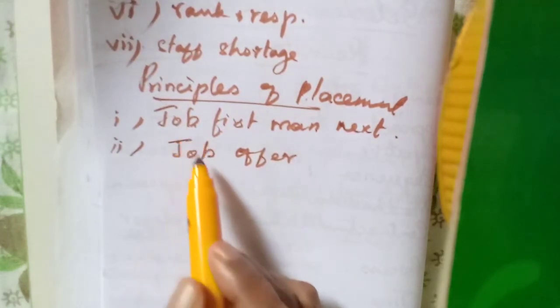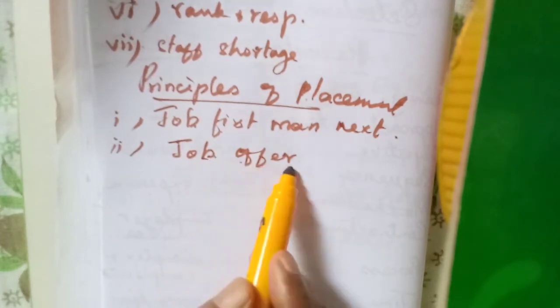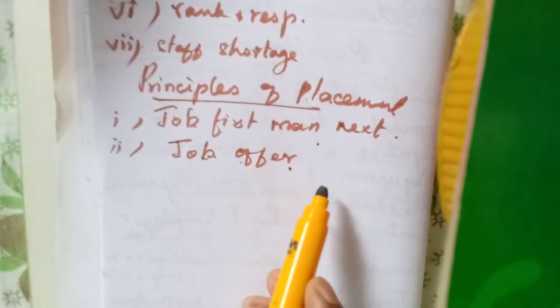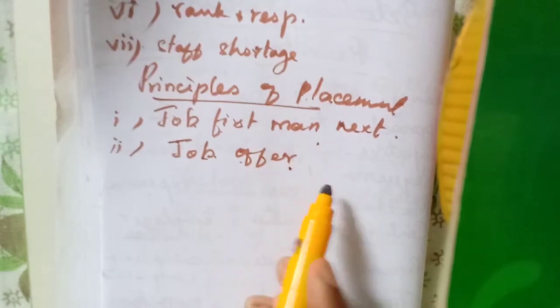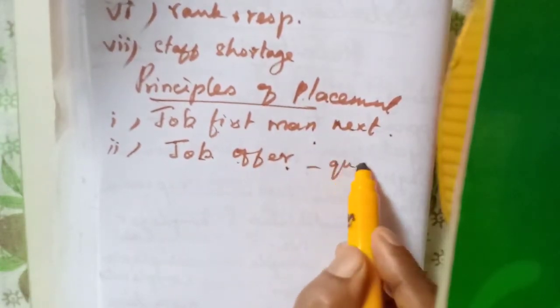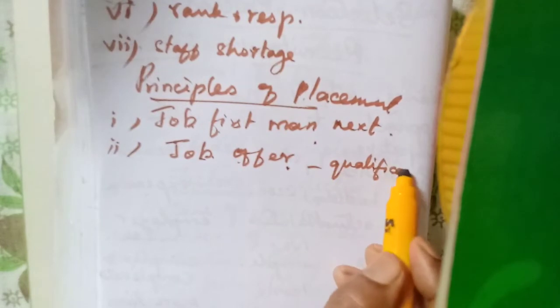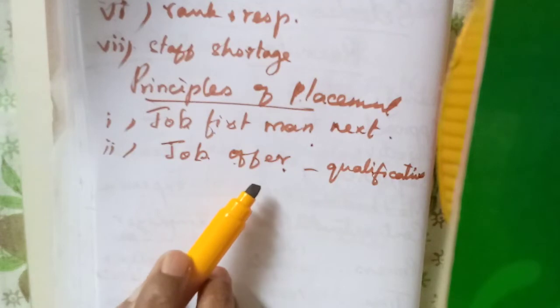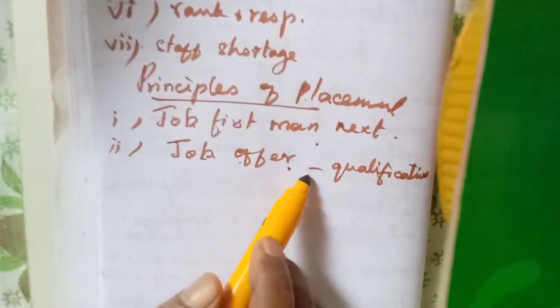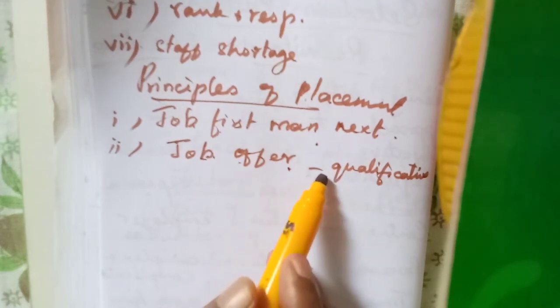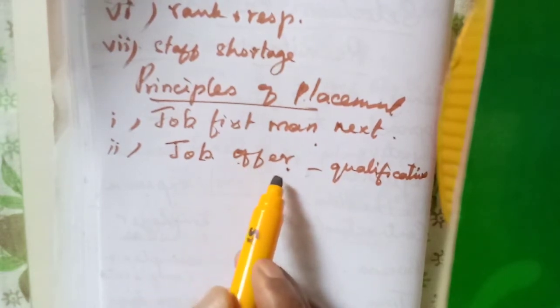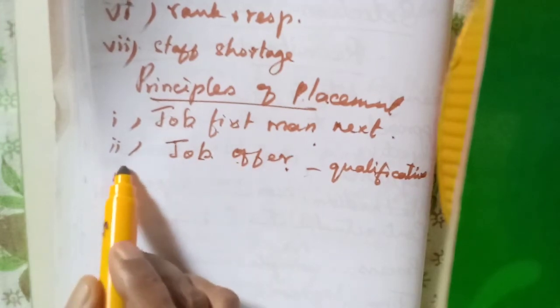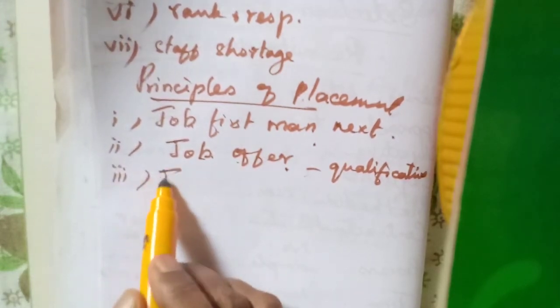Then job offer. Here also the same principle is followed, but given another name, job offer. Here the job should be offered to the man based on his qualification. That is what they do, isn't it? As per their qualification, those who have qualified well will be given the higher post. Those who are less qualified will be given the lower job, that is called job offer. Then terms and conditions.